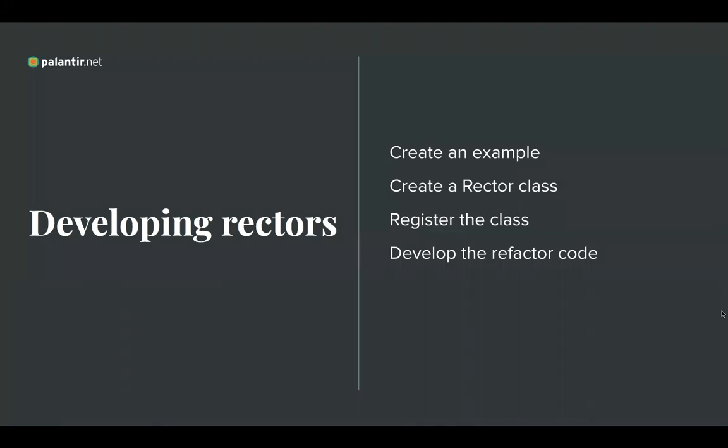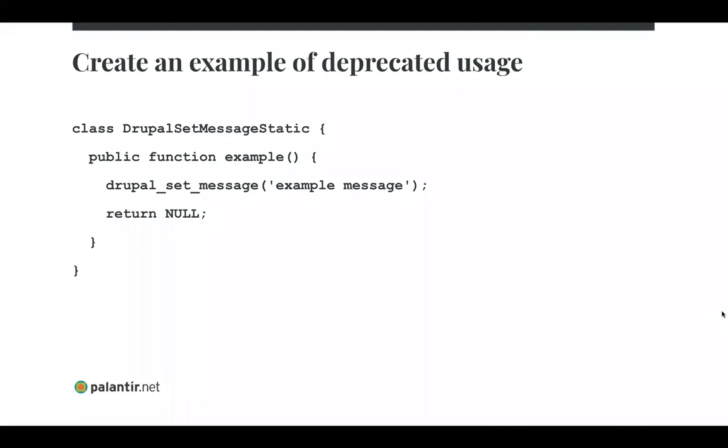Developing Rectors. This is the process that we're going through in the project. We're creating examples, and then we're creating the Rectors themselves, which includes creating a class, registering the class, and then developing the refactor code.